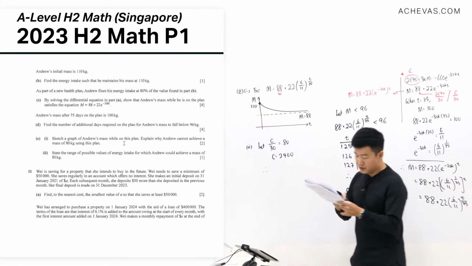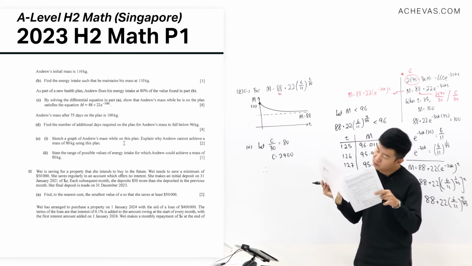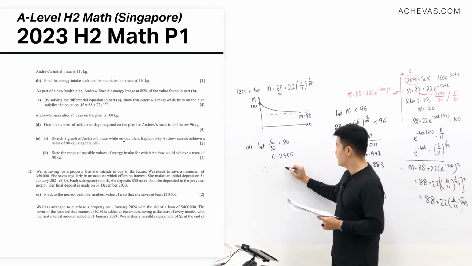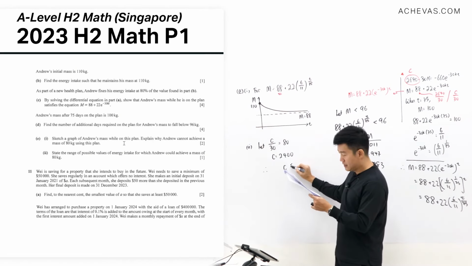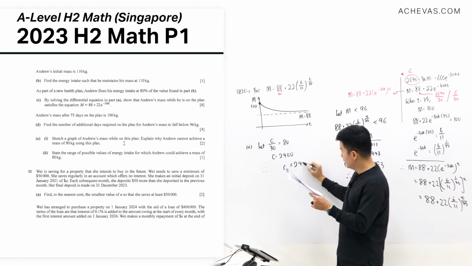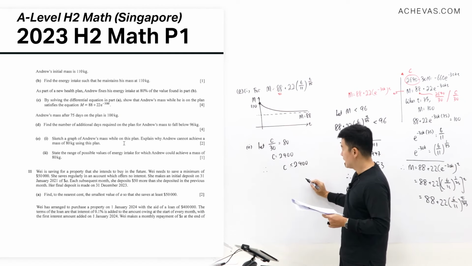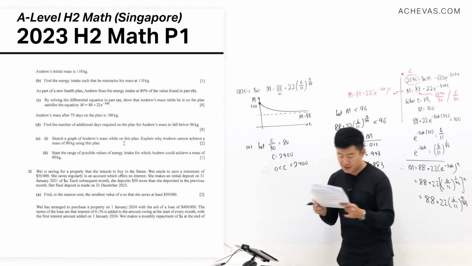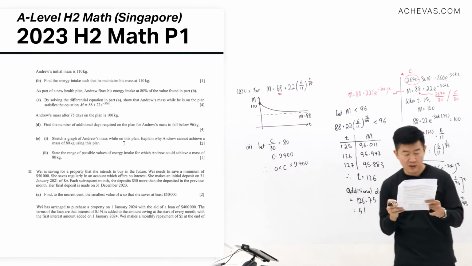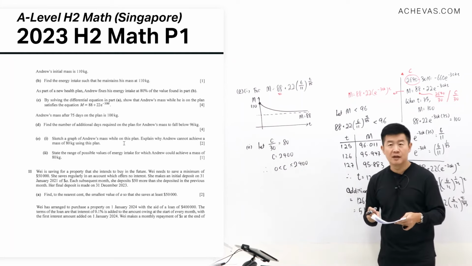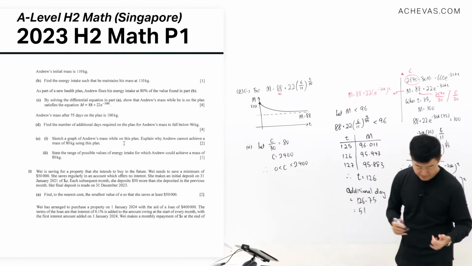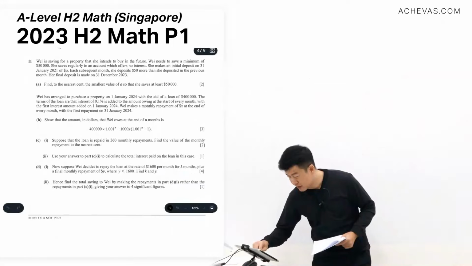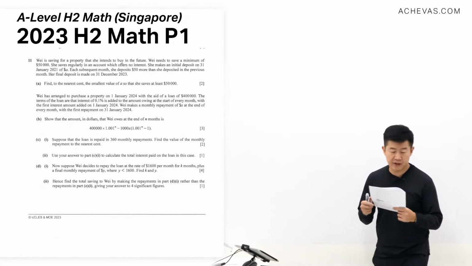So according to the question, the required range of possible values of C, which is the energy intake, is that C should be less than 2400, but at the same time, the energy intake must be positive. So I'm going to let this be bigger than 0 also. Okay, this is going to be for our question number 10. Let's take a look at question number 11.